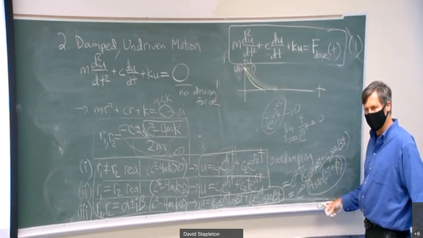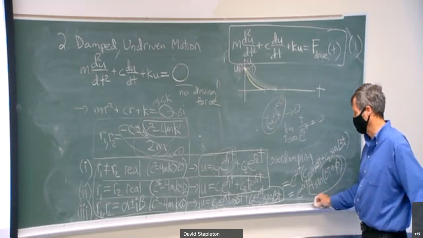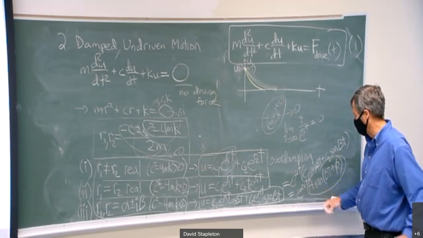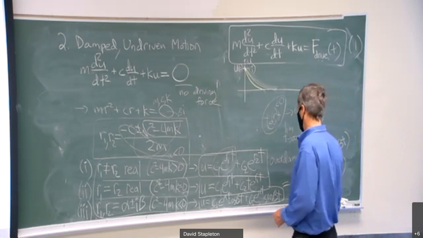I told you it's a lot of information fast. That's why you have to stop me once in a while. So it's actually a sine wave times a decaying exponential. What you have is this kind of motion.